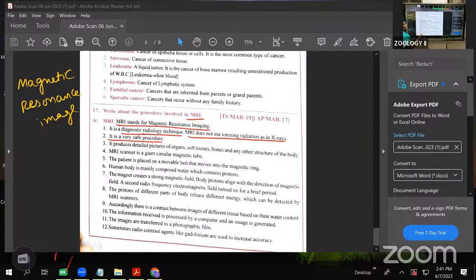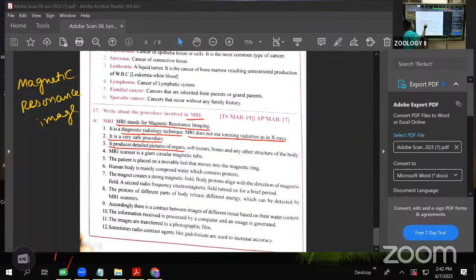Next, it produces a detailed picture of the organs. For example, when we want detailed structure inside the organs, tissues or bones, which procedure do we use? MRI. When we go to the physician with a defect inside a bone or a problem inside an organ, for a particular organ or particular bones, he suggests that we take an MRI.